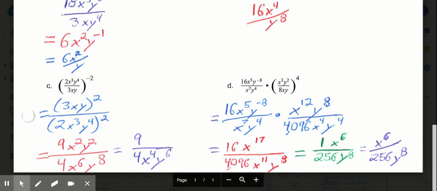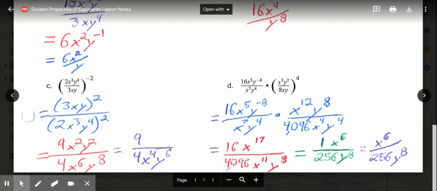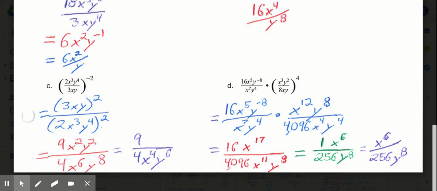And then in D, my first fraction, I'm just going to leave alone at first. And the second fraction, I'm going to apply the power. So the first fraction I just rewrote. Second fraction, everything went to the fourth power. So the top became x to the 12th y to the 8th over 4,096, 8 to the fourth power, then x to the fourth, y to the fourth.